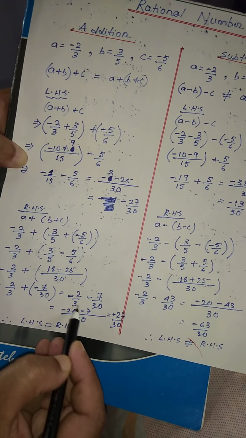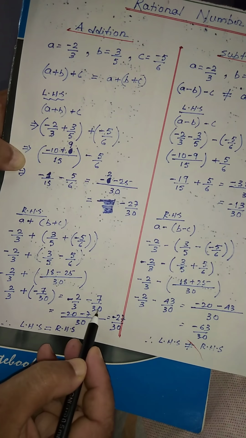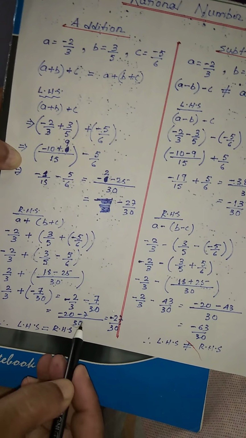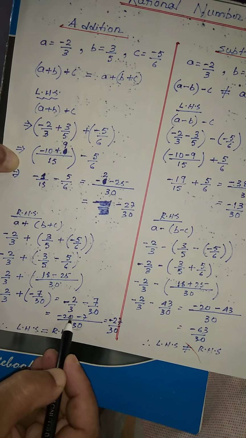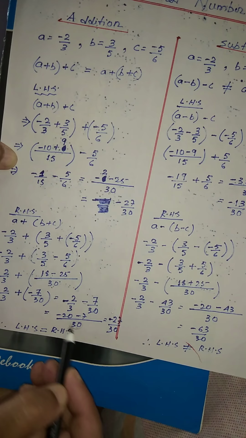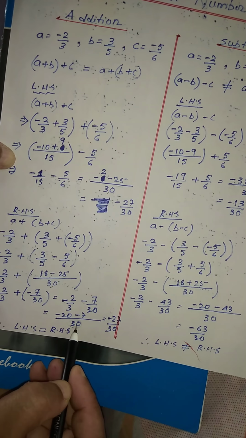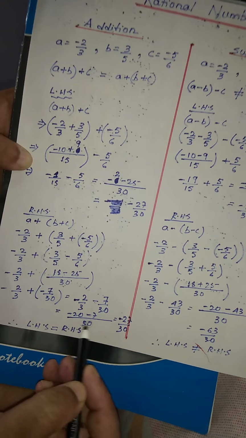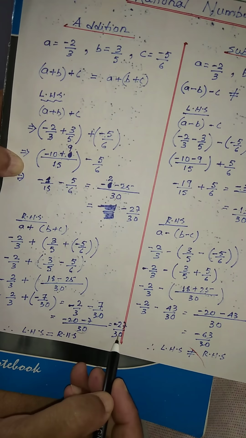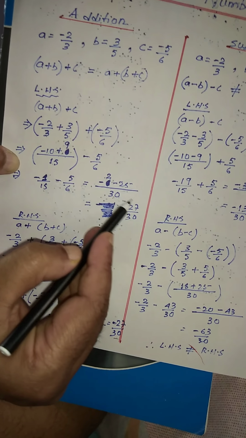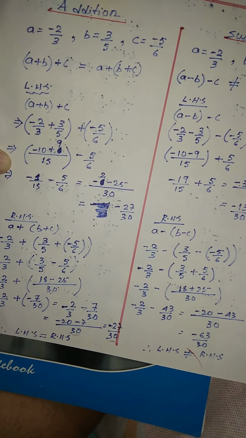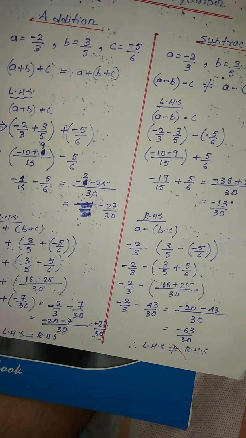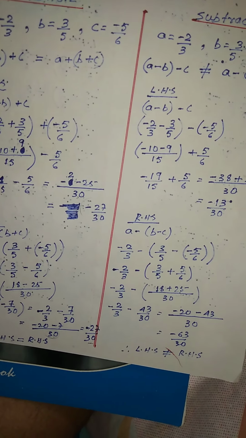Now we have to again get the LCM of 3 and 30. That would be 30 itself. Now when we divide 30 by 3, what is the answer? 10. So 10 into minus 2 is minus 20. Minus, when we divide 30 by 30, what is the answer? 1. So 1 into 7 is 7. Let's solve this. Minus minus is plus. So minus 20 plus 7 is minus 27 by 30. So you see the LHS and RHS answers are the same. So we'll write LHS equals RHS. So addition is associative for rational numbers.